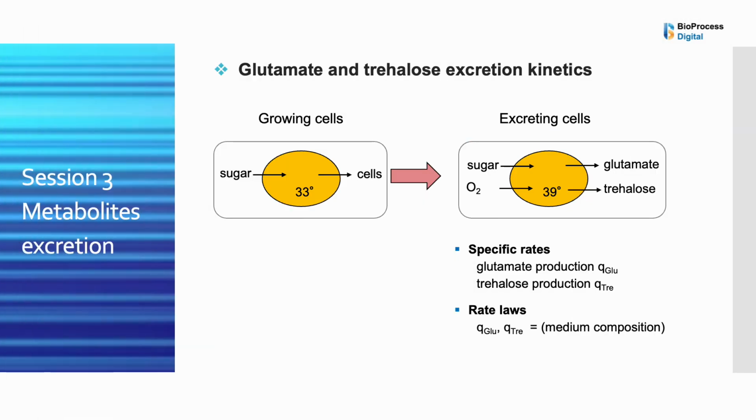In Session 3, you will analyze the bacterial metabolic kinetics in response to a temperature increase from 33 to 39 degrees. You will determine the specific rates of glutamate excretion and of the simultaneous excretion of the co-metabolite trehalose. Furthermore, you will identify the kinetic laws that describe how these rates depend on the composition of the medium.